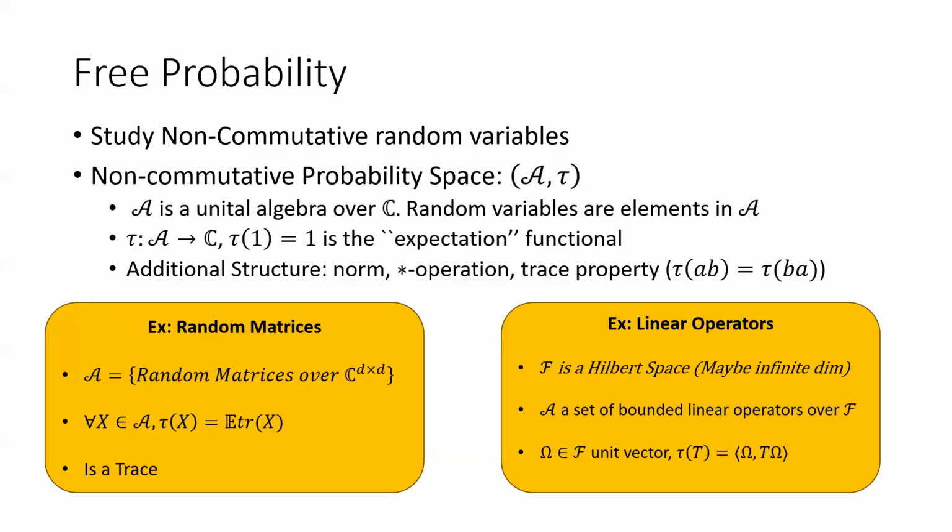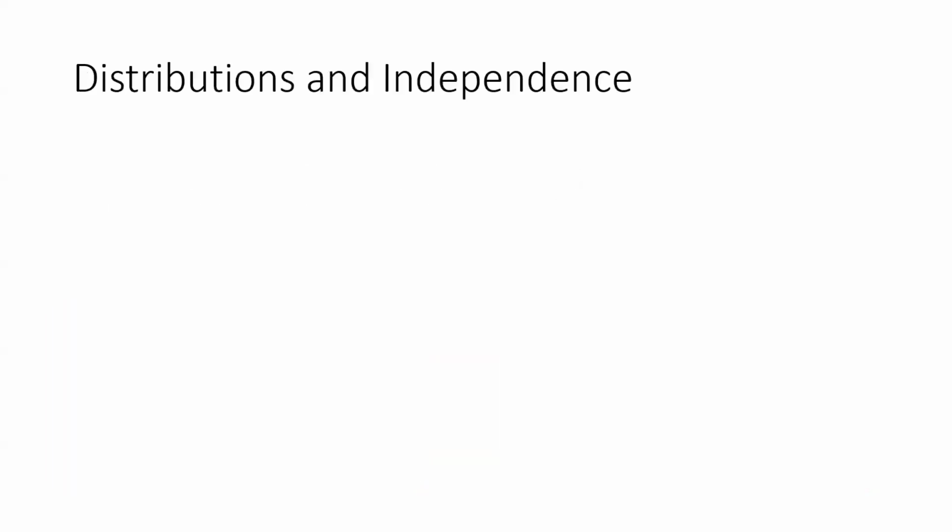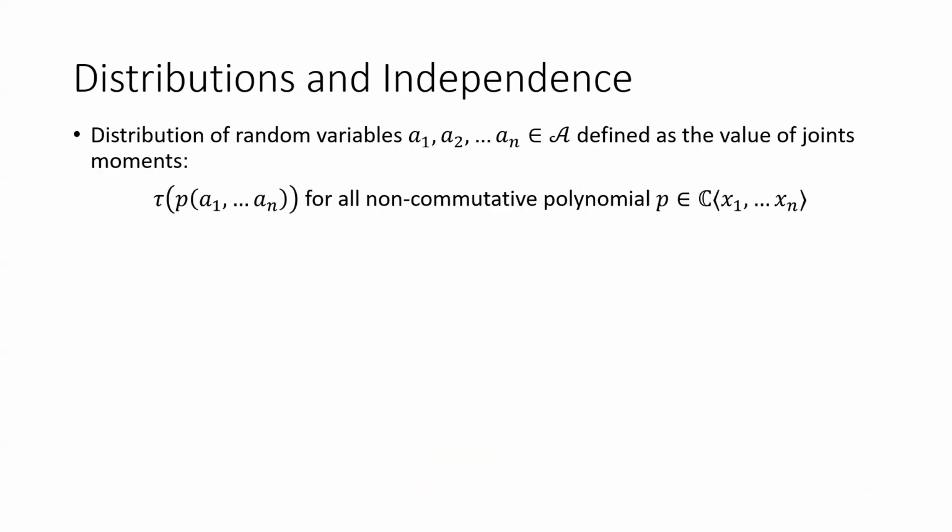Okay. All right. So what are some basic concepts in probability? Well, there are concepts like distributions and independence, and these are fundamental concepts in probability. It turns out that we can also define non-commutative versions of these things. For distributions: if you're given a set of non-commutative random variables, we define the distribution of these random variables to be the value of tau, the expectation, evaluated on all non-commutative polynomials of these random variables. In other words, the distribution is just defined by the value of its moments.